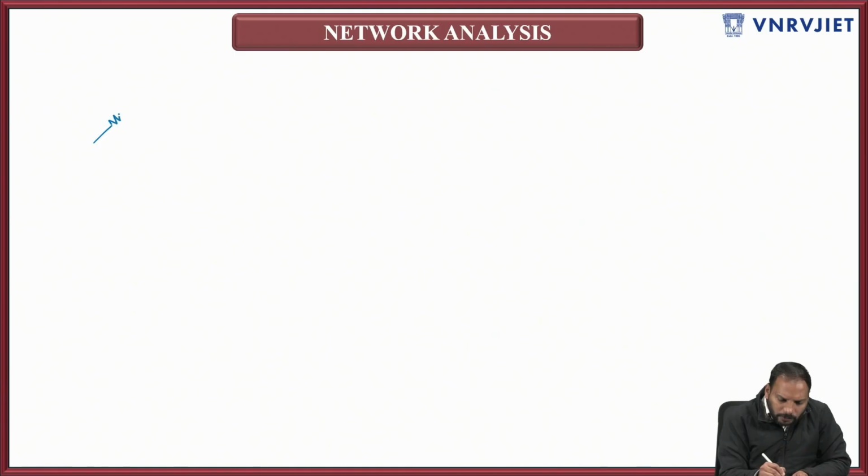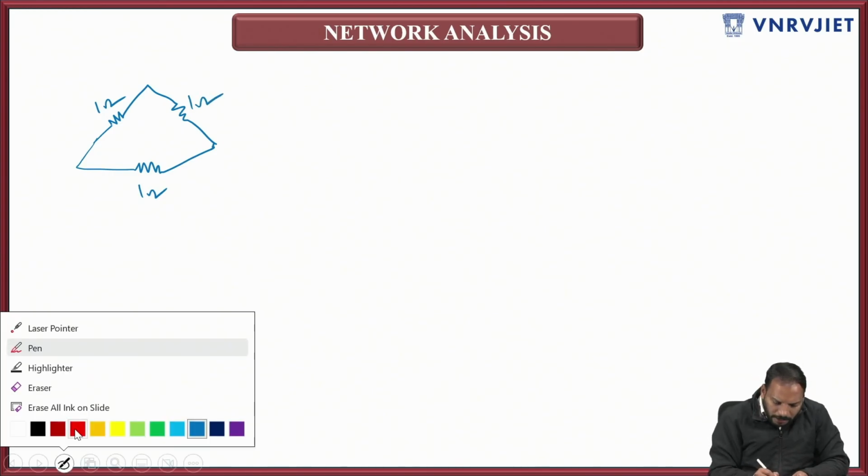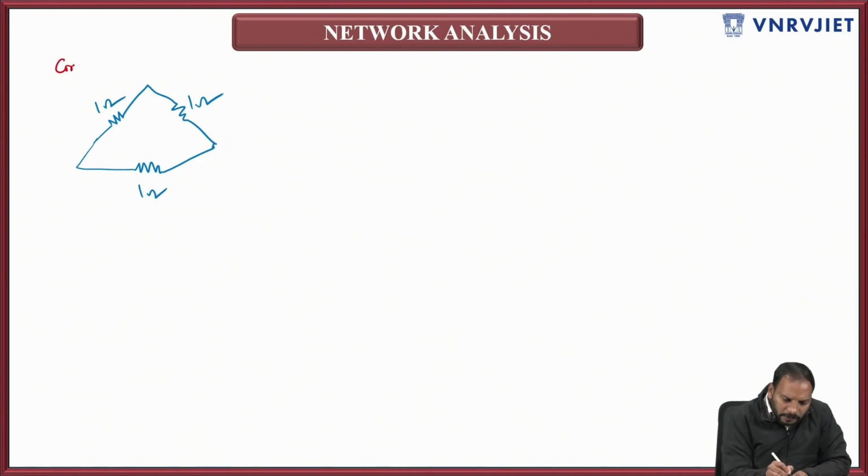So let us assume this is the delta connection. So what he has given, let us assume this is 1 ohm, this is 1 ohm and this is 1 ohm. So he is asking to convert into star connection. So the question is, convert the following delta to star. So this is a question.